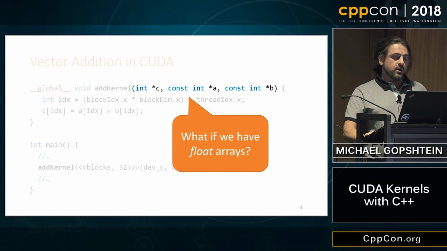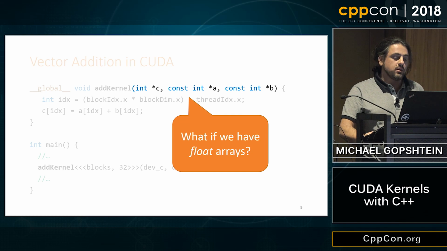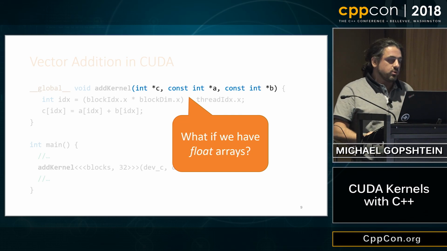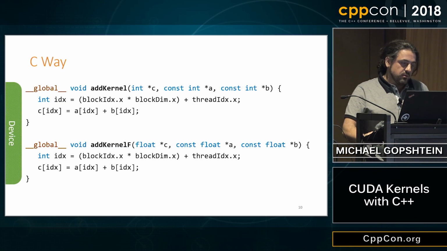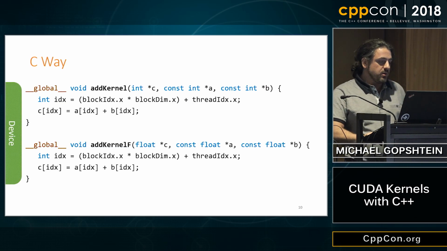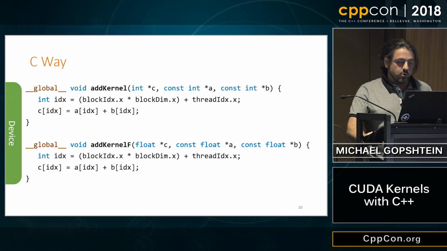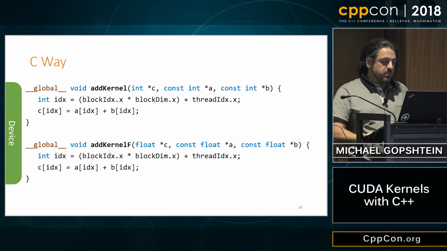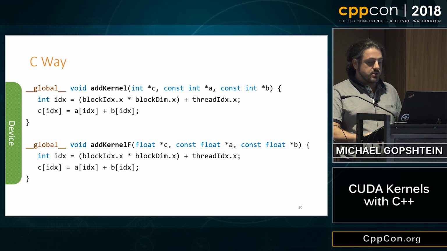Going back to the definition of the function, in the current form, it operates on integer vectors. But what if we would like to sum up float arrays? Then the C solution is very simple. We create another function with a different name, let's say @kernel f, and now the parameters are floating points, but otherwise the body is exactly the same.